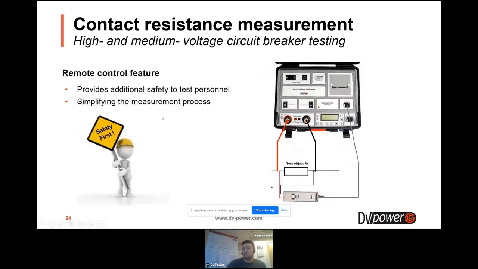Sometimes there are also requirements for remote control features. Why? Because sometimes it's very dangerous to be close to the test object, even to the breaker. Sometimes you just cannot be close to the breaker because of the design, or maybe if it is an HIS or GIS substation, maybe it will not be possible for the operator to be close to the device, and it is useful to have some capability to make the testing remotely.